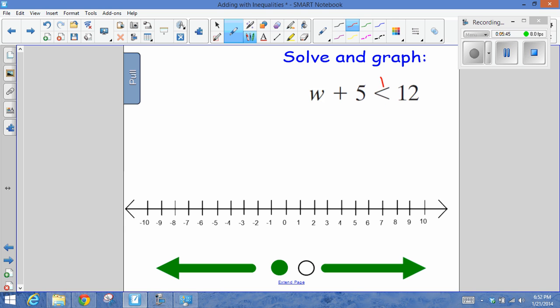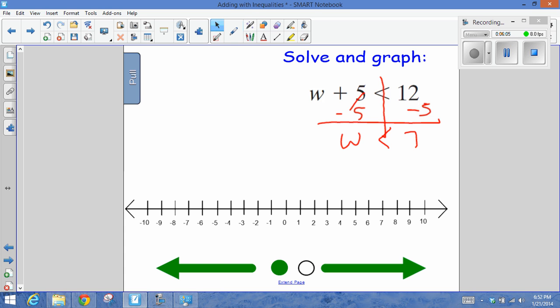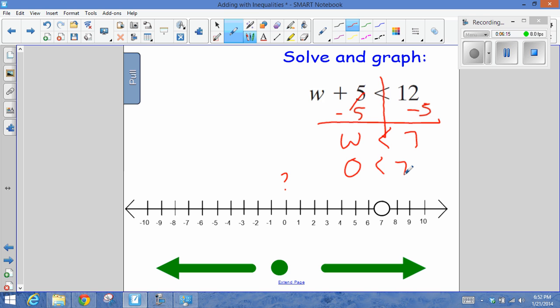Okay, so draw my line again. I have plus 5 this time, so I want to do the opposite, which is minus 5. All right, w is less than 12 minus 5, which is 7. And I am going to have an open circle at 7. And I'm going to pick my 0 point again, just to test. 0 is less than 7. And it looks like that is true.